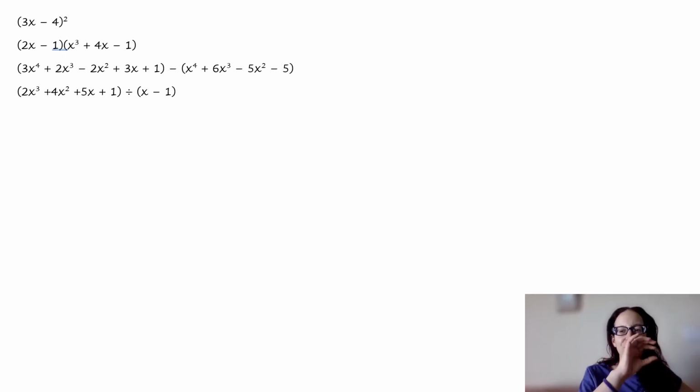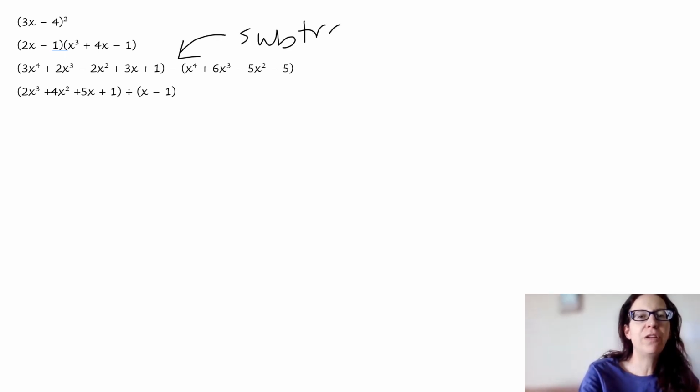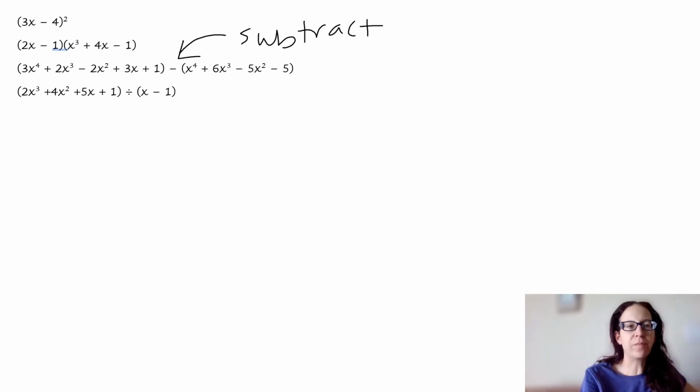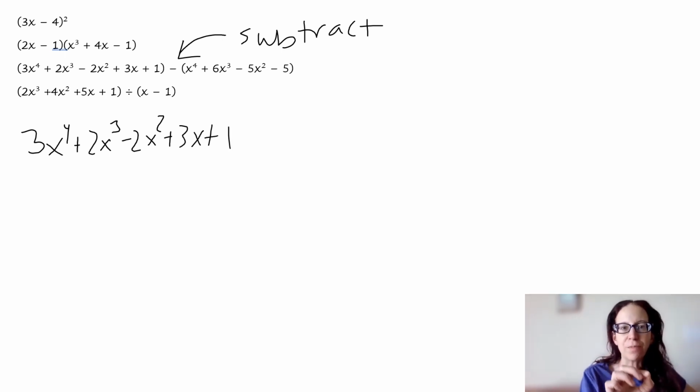I allotted 2 slides for this, and that was so that I wouldn't have to cram my work in or erase it. So this next one is subtraction. Please note that you need to subtract there. So when I go to do this, I'm going to have 3x to the fourth plus 2x to the third minus 2x squared plus 3x plus 1. You have to subtract everything in the second set of parentheses.